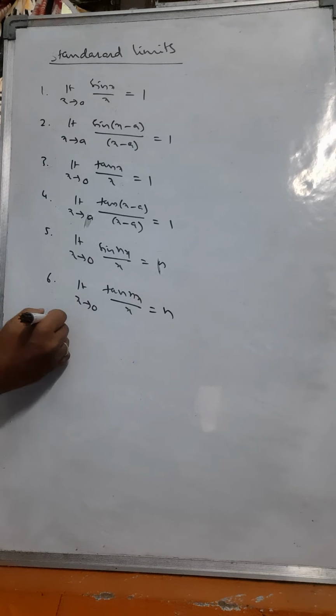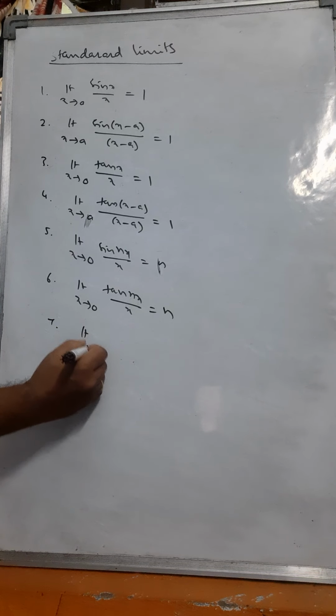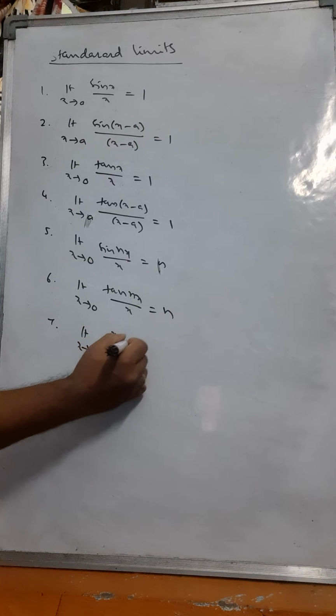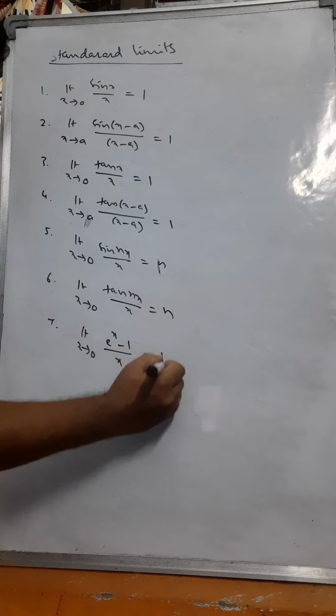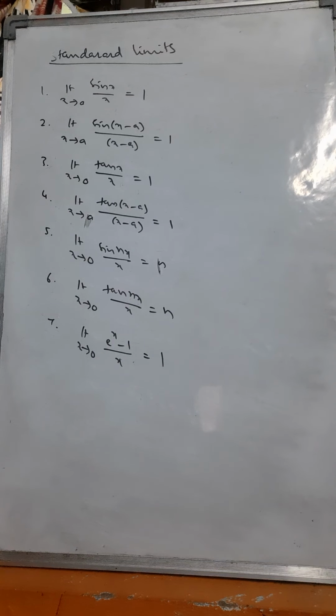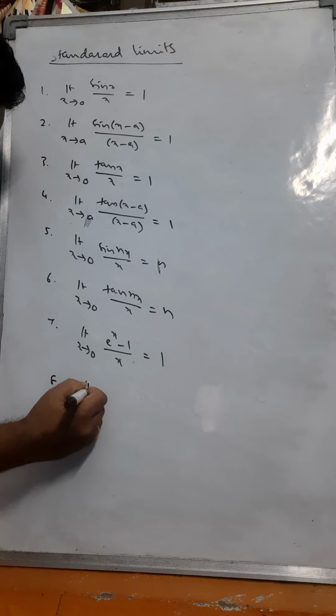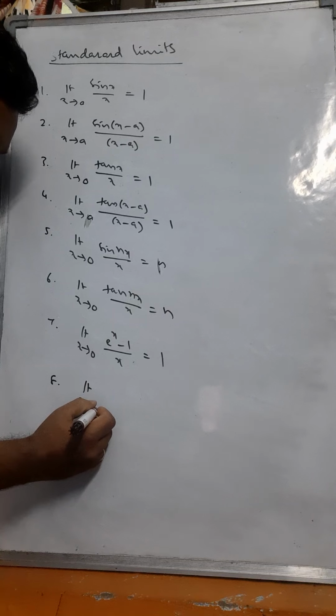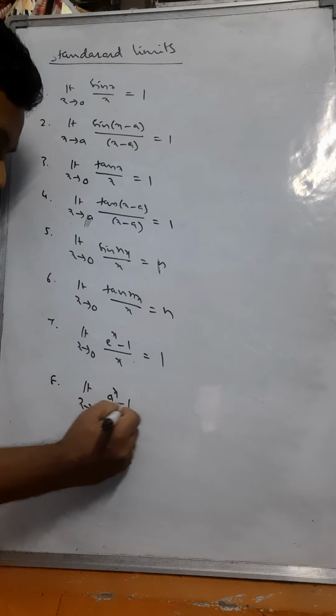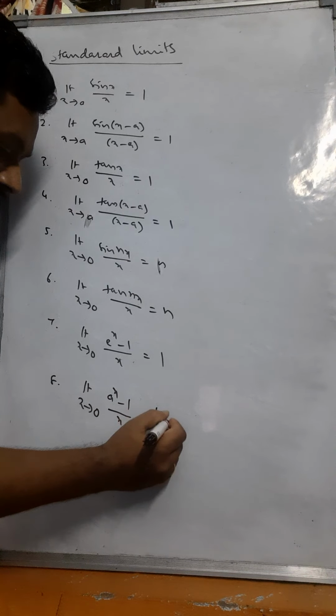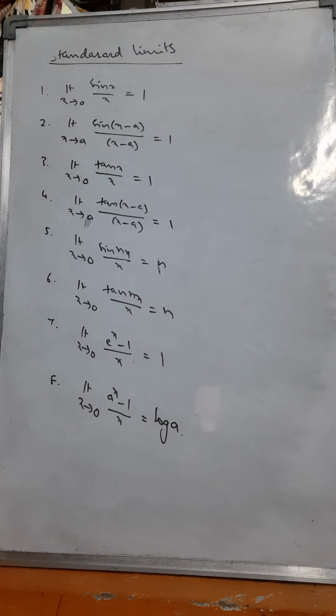Seventh one: limit x tends to 0, e power x minus 1 by x is equal to 1. Eighth one: limit x tends to 0, a power x minus 1 by x is equal to log a.